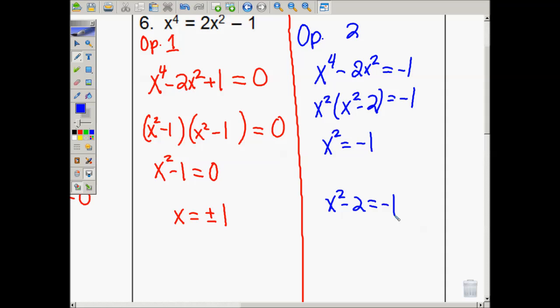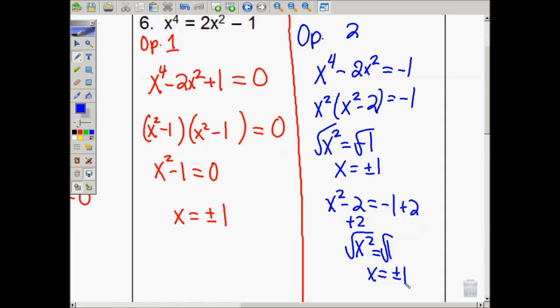All right, so what were we doing? Say option 2. So with option 2, I would take the square root, right? And I end up with x equals plus or minus 1. Here, I'm going to add 2, which gives me x squared equals 1. Take the square root, and I'm still going to end up with x equals plus or minus 1. So either way, my answer is x equals plus or minus 1.